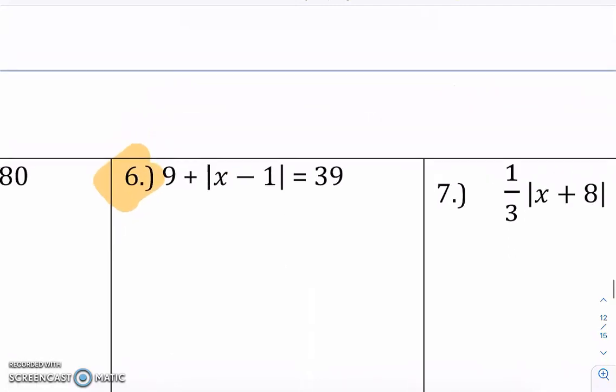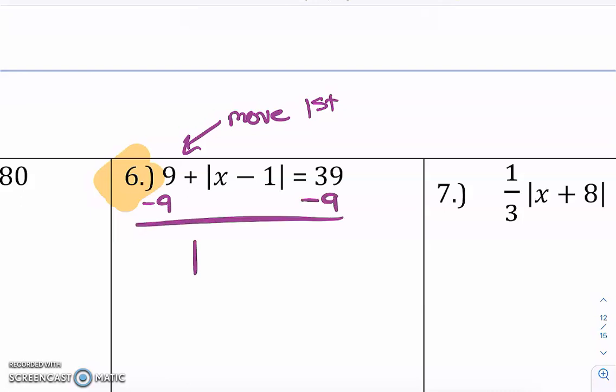So for number 6, your absolute value is right here. You've got this 9 over there with it. So before you can split it, you need to move that value over so that the absolute value is the only thing on that side. Since it's a positive 9, we need to subtract it. Get the absolute value of x minus 1 equals 30.